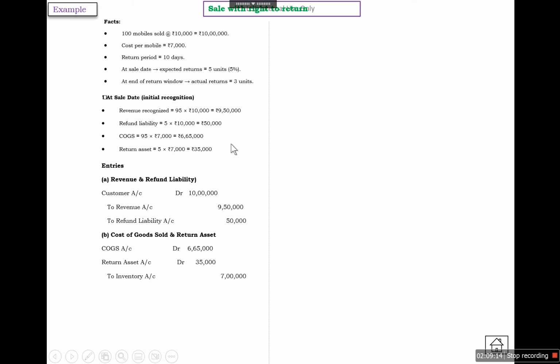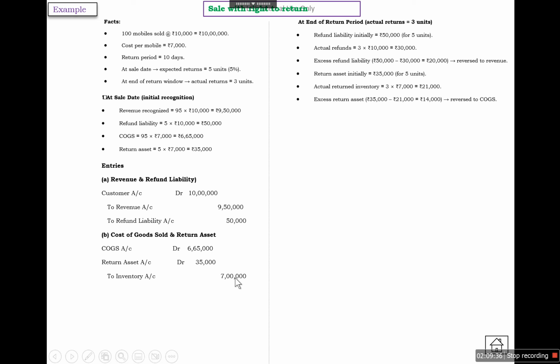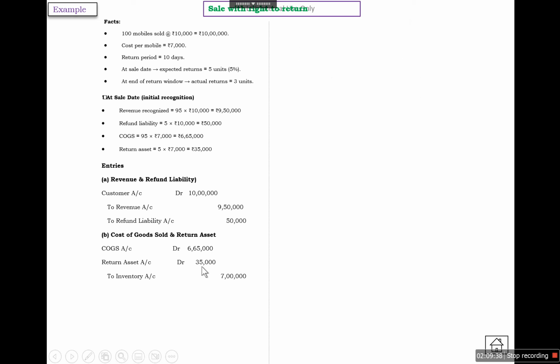COGS we will recognize for 95 units. The cost per mobile is 7,000, so 7,000 into 95, 6,65,000 COGS we will recognize. Then there are 5 more units that we will recognize as a right to return asset. So inventory will be credited by the total 100 units. For 95, we have recognized the COGS, and for 5, we have recognized the return.